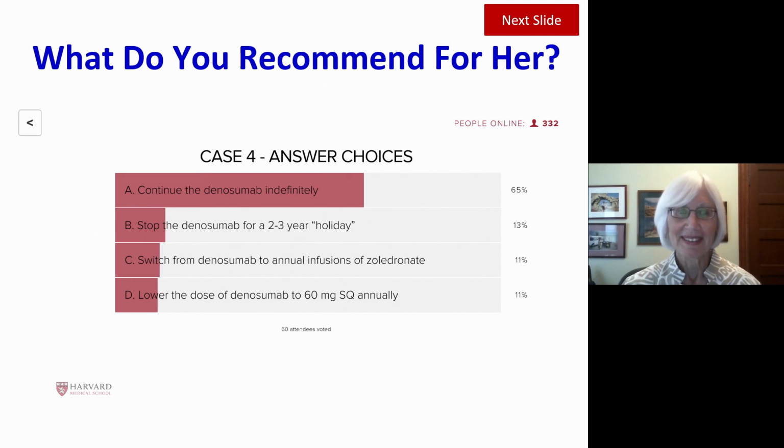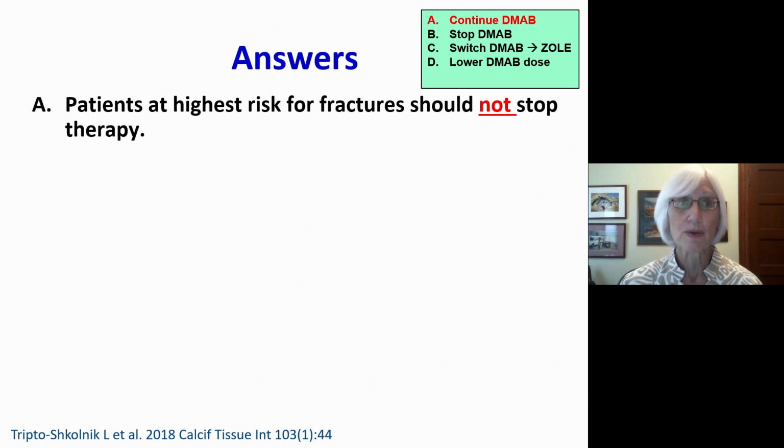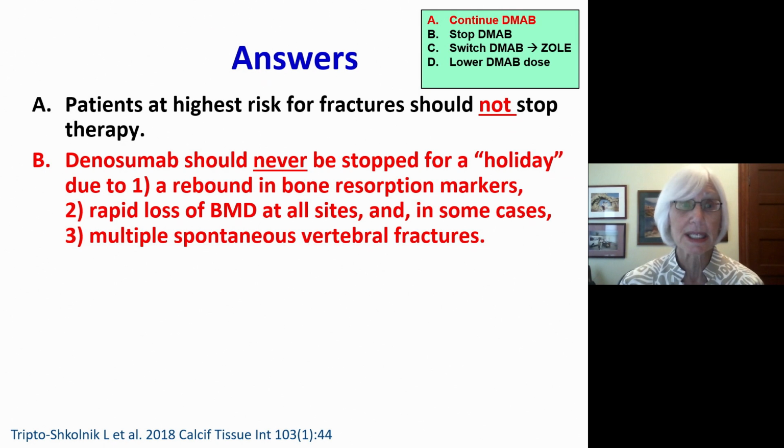Okay. All right. This is, I think, a superlative group of attendees. 72% of you are getting the right answer, which is to continue the denosumab indefinitely. So let's go through these answers. Patients at highest risk for fractures should not stop therapy. And we've already gone over this. And this woman is 80. She's had multiple fractures. She still has osteoporosis. She needs to be on something.